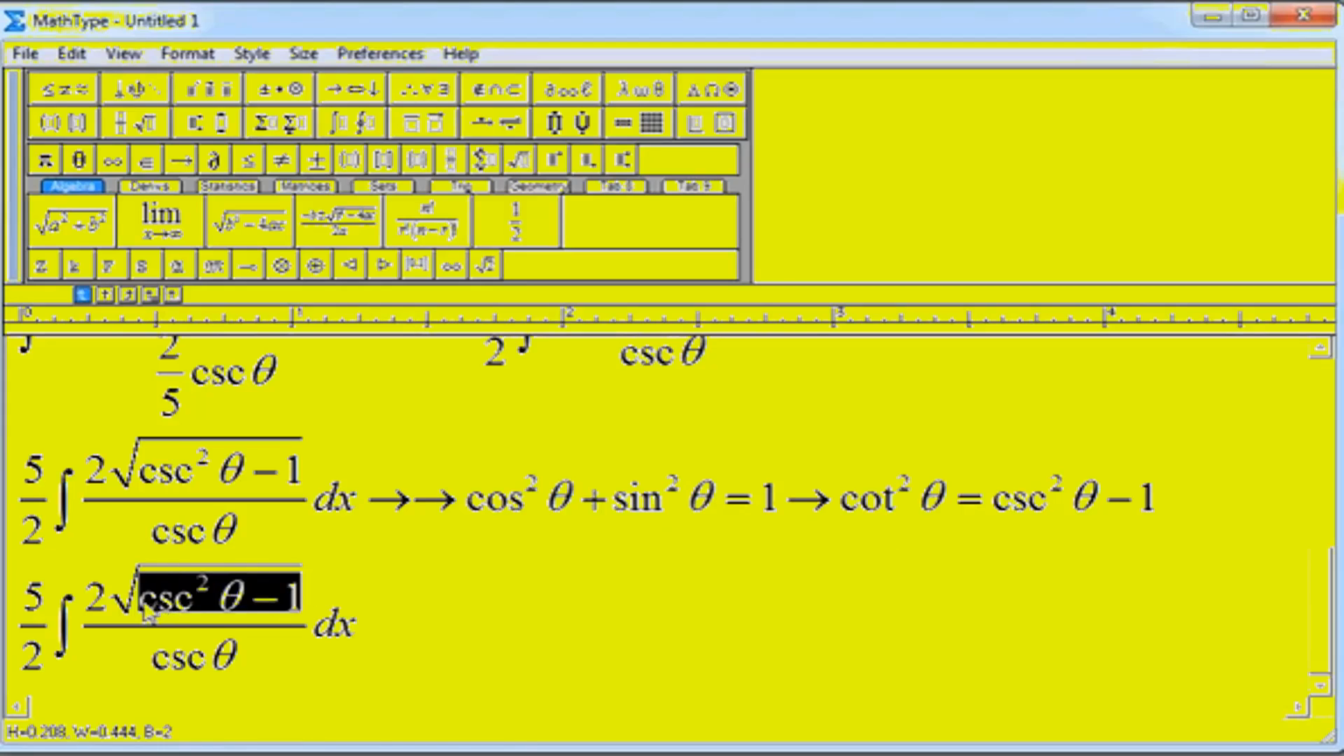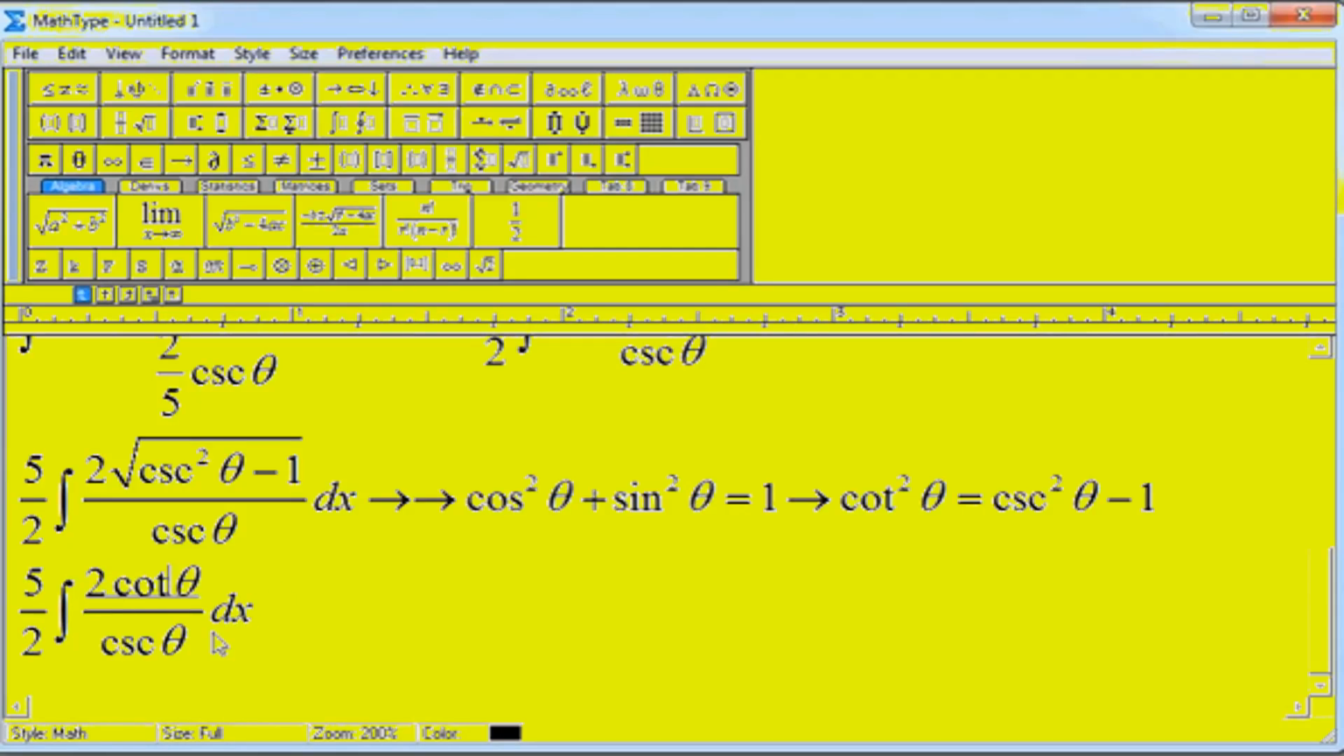This is just algebra. So, well, the square root of cotangent squared is just cotangent, and then cosecant is 1 over sine, but it's in the denominator. So this is really sine, and then, well, cotangent is cosine over sine, so cosine over sine times sine is just cosine. Now we're not done, because we still have an x. We don't want an x. We have that dx. We have to replace all the x terms with theta.